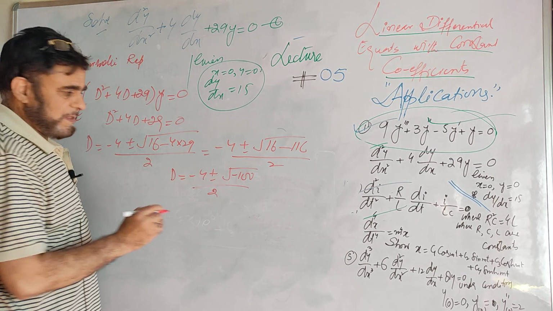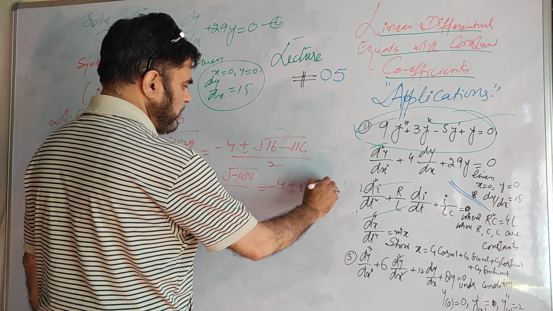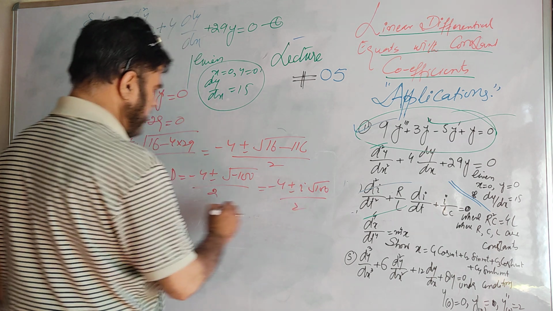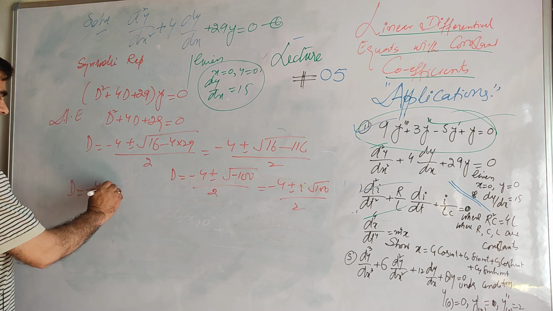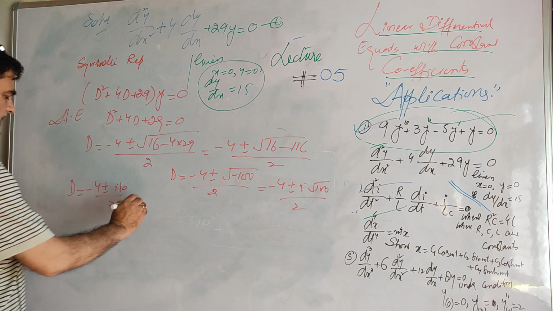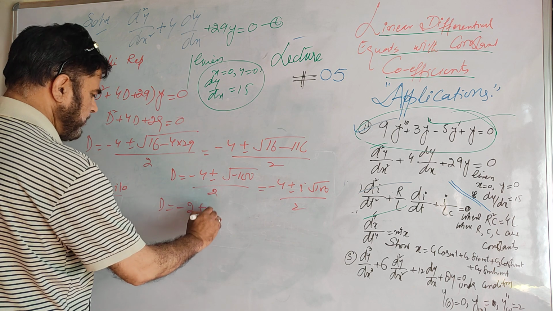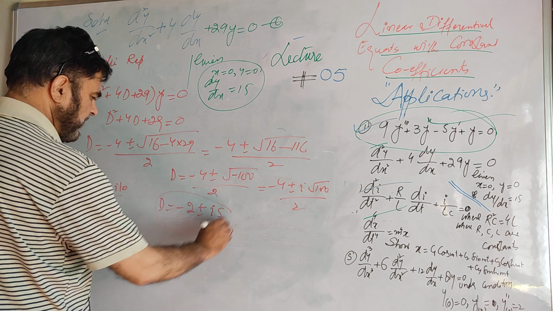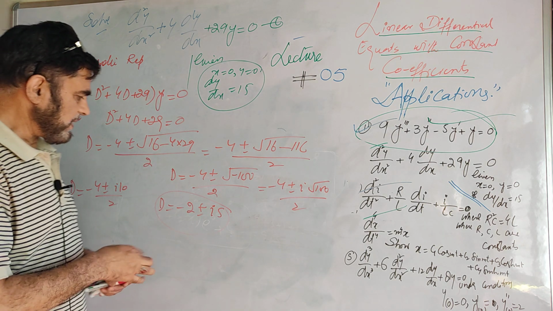Do you follow me? This is equal to minus 4 plus minus iota root 100 by 2. That gives you D is minus 4 plus minus iota 10 by 2. This is D is equal to minus 2 plus minus iota 5. It is a complex root. So how do you write down the solution?